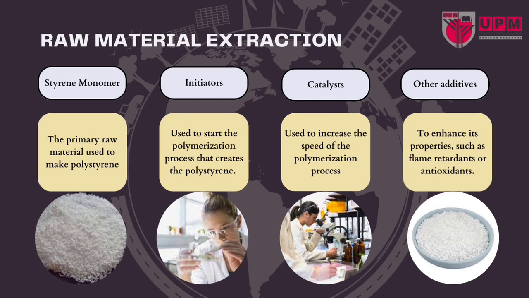Lastly, other additives. Other additives may be added to the polystyrene mixture to enhance its properties, such as flame retardants or antioxidants. Overall, the production of polystyrene requires the use of non-renewable fossil fuels and involves several chemical processes. While polystyrene is a widely used and versatile material, its production and disposal have significant environmental impacts.